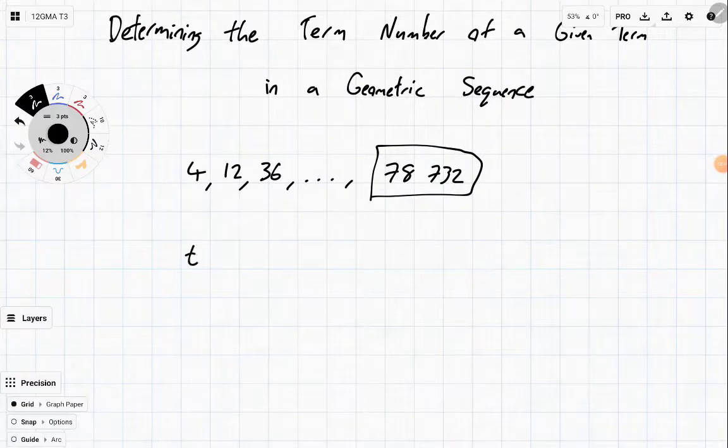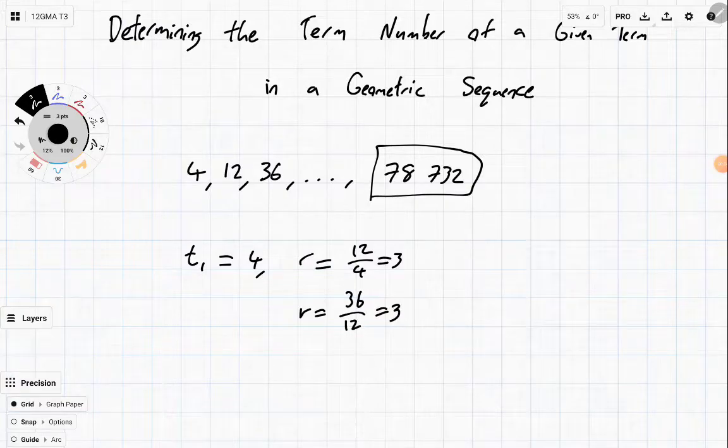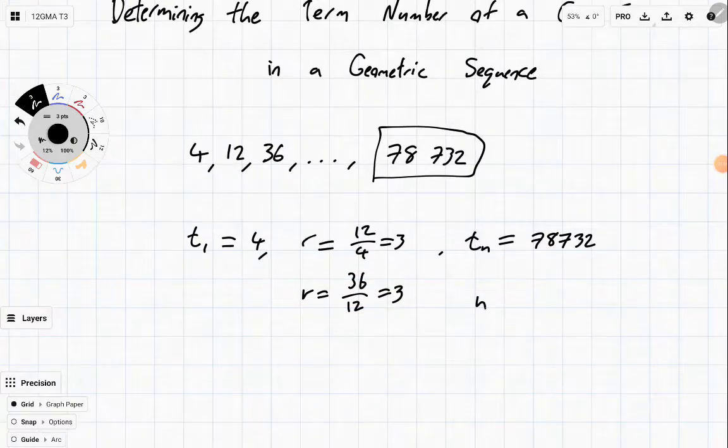So we know that T1 is equal to 4. We know that r is equal to 12 over 4, which is 3. Double check. r is also equal to 36 over 12, which is also 3. So the common ratio is definitely 3. And we know that at some point the term gets to 78,732. What we don't know is n. We don't know what number that happens.